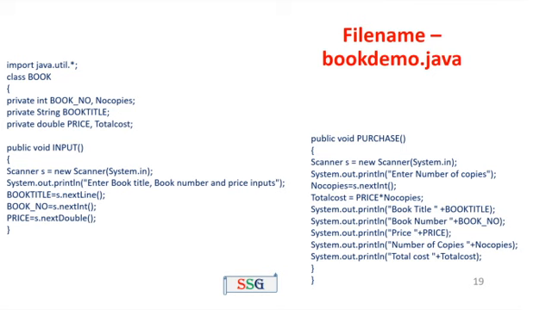In this program we have created the Scanner object two times. One is in void input, another one is in void purchase, because both functions are in the same class but they are different methods. So we have to use a separate object for the Scanner class also.